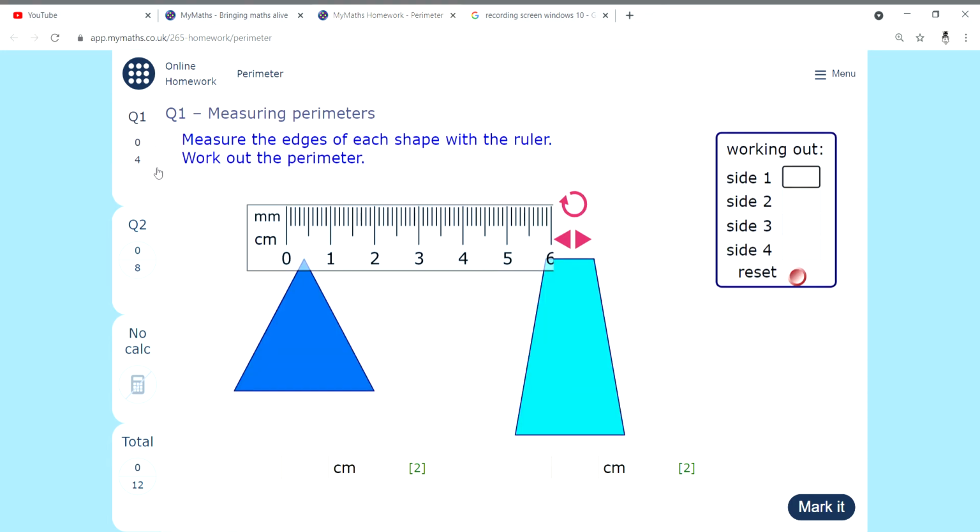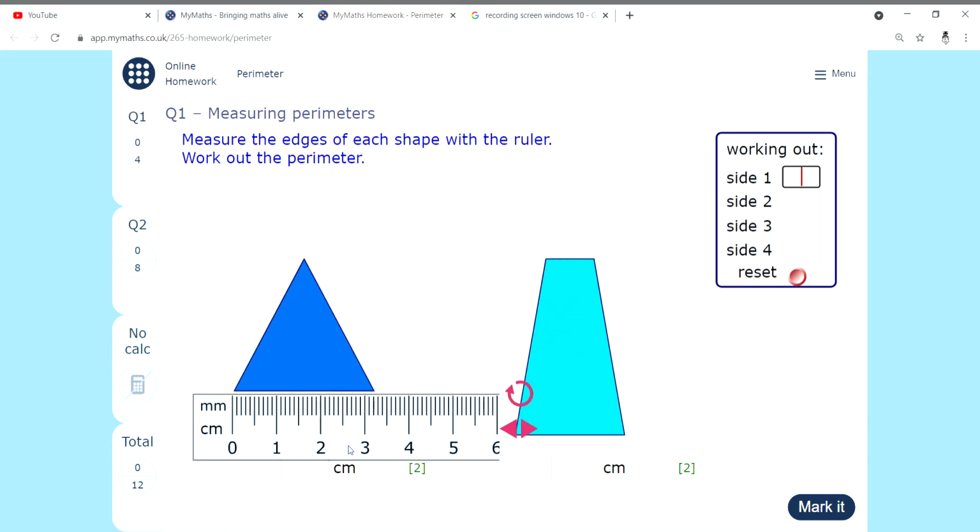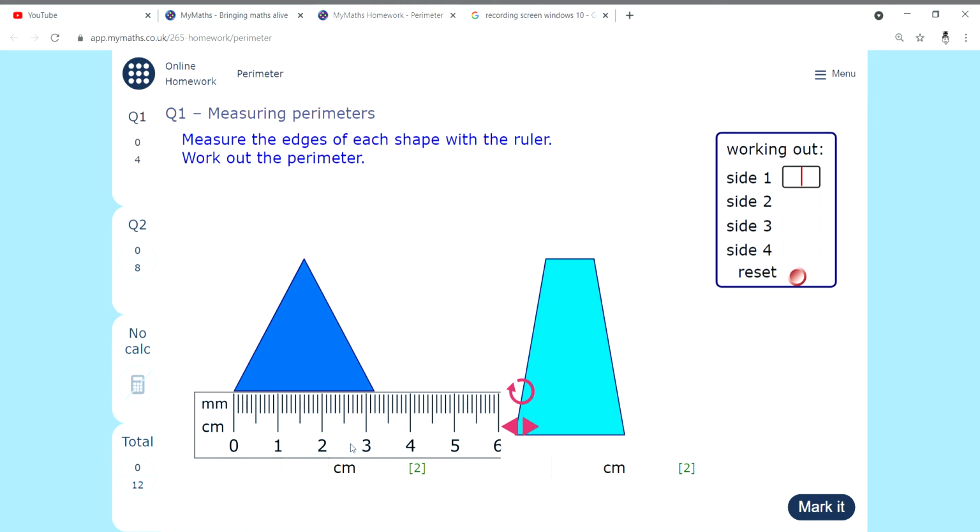So if I try to get this right: measure the edge of each shape with a ruler, work out the perimeter. So I've got this ruler here, and I've got to be able to move it around. The first thing I'm going to do is measure the bottom one. I put the ruler at the bottom here, line up the 0 at the start, and looking across, it goes 3, 3.1, looks like 3.2, all the way across this side. So I'm going to put 3.2 here. It doesn't matter where I put these, this is just your working out.